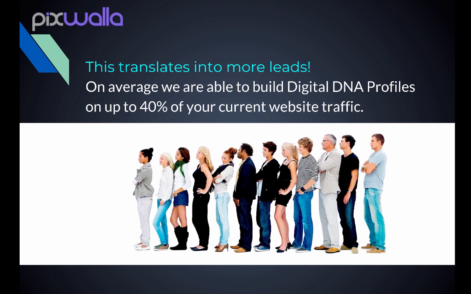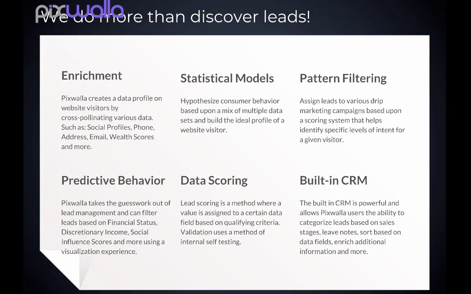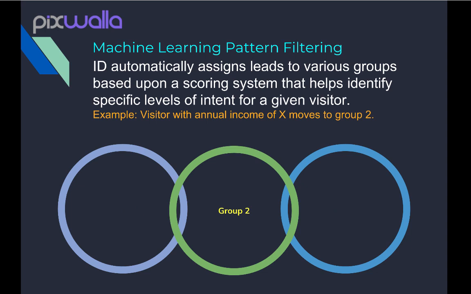And we say up to 40 because some websites may do less, some may do more, but on average about 40%. We also do a few other things that I won't go into much detail on, but there is things like a built-in CRM, statistical modeling, predictive behaviors, pattern filter, a bunch of complicated words that as you get into the technology, you'll learn the benefits of using them. One of my favorites, that I'll talk about, they call it pattern filtering. I call it buckets. Just imagine being able to put your data into buckets.